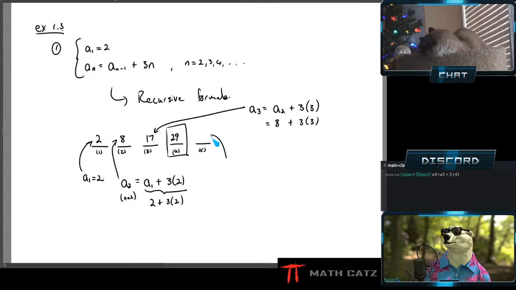Let's do the last one with notes again. I'm in position 5. The previous term is A4 plus 3 times the position, which is 5. A4 is 29 plus 3 times 5, which is 15. And I get my 44.